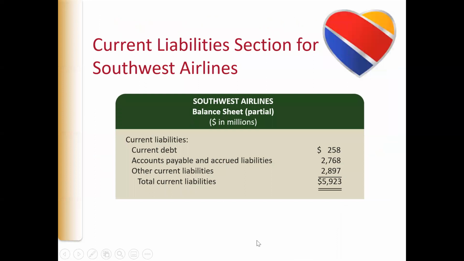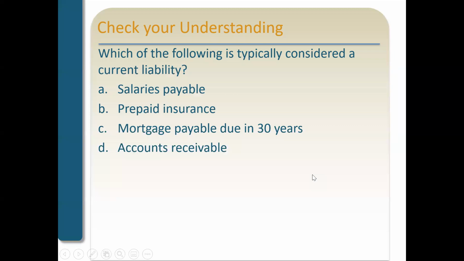So in this area right here, we're dealing with current liabilities of Southwest Airlines. You see how they break them down: current debt, accounts payable, monies that they owe vendors, and then it shows other current liabilities. So guys, here we're going to start.